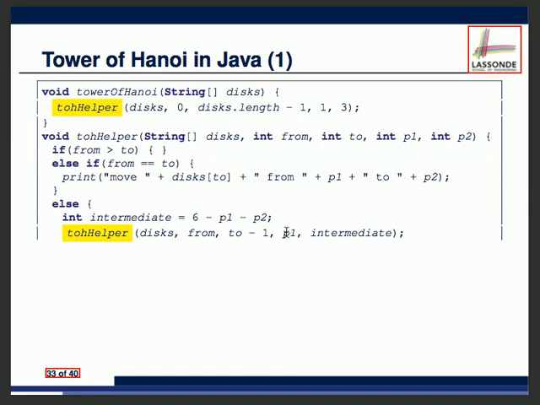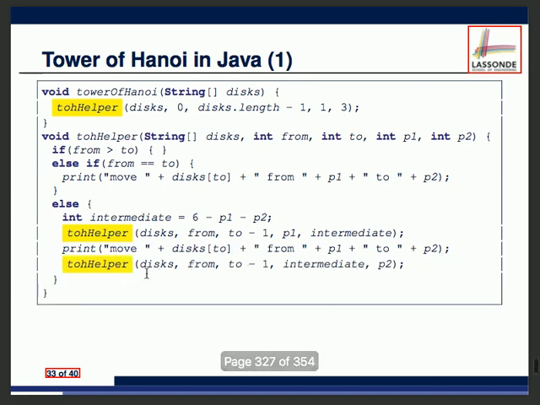And then I want to say from P1 into the intermediate. And then I can say move the disk from P1 to P2, like how we did before. And then we can say to helper over here, and then from and then 2 minus 1, intermediate, and then to P2. That's the code. I'm going to trace it for you, so that to some extent you can understand.